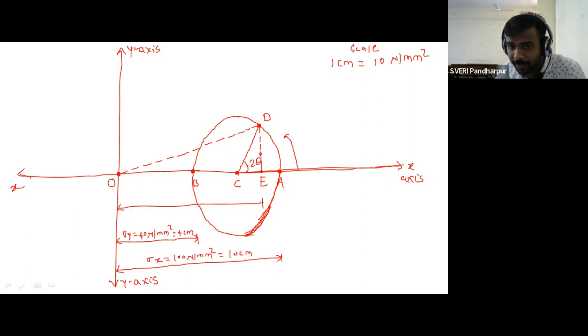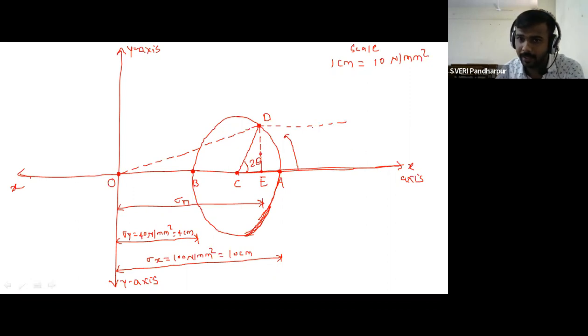Just as we represented sigma x and sigma y, from point O to E, this is your sigma n value. The OE distance is there on the figure. That is your sigma n. How much? 8 point something. Now you just represent it on the figure. Afterwards, I will do the measurement. As I showed in the figure, sigma n is the distance O to E. Similarly, D to E.